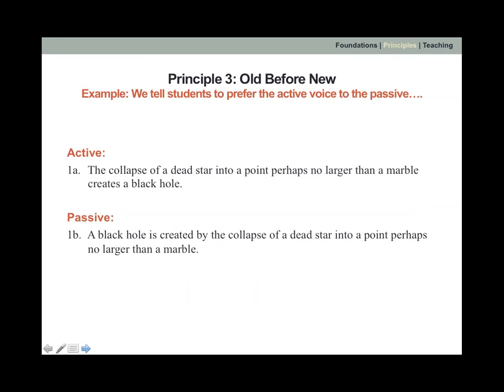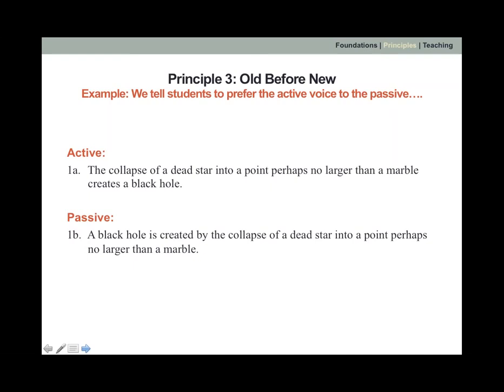The third principle of Williams's style is to put old information before new information. And so here is just a very simple example of that principle at work. In general, we tend to tell students to prefer the active voice to the passive. So we would prefer sentence 1A to 1B. But our preference is really dictated not by the voice of the verb, but by the order of information. And so if we've got two packets of information in the sentence, we've got the collapse of a dead star into a point no larger than a marble, and we've also got the idea of a black hole.